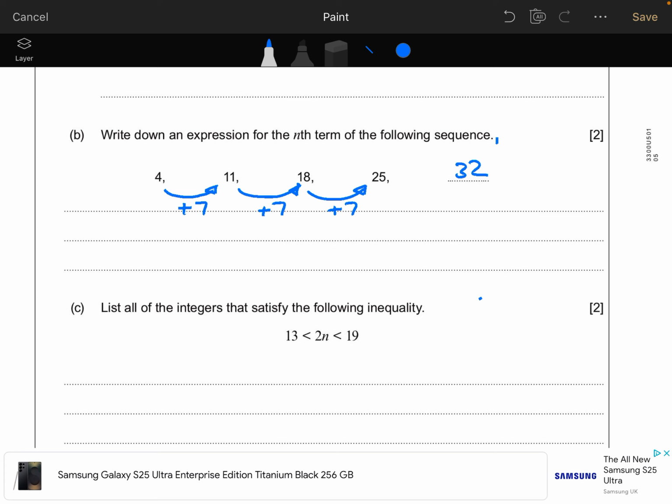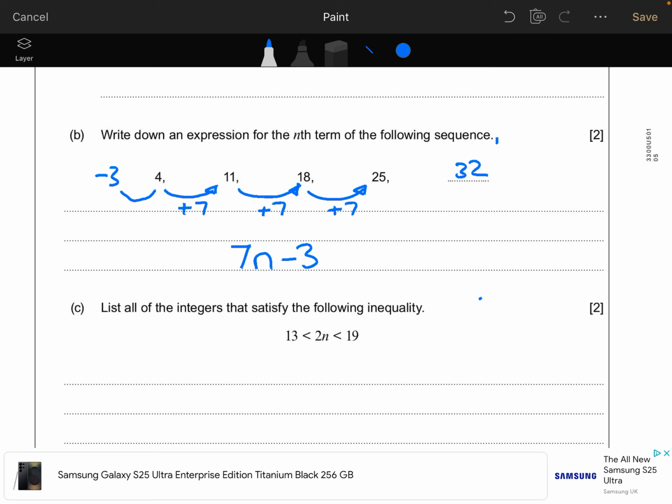Well, the plus 7 means it's like the 7 times table, so it goes up in 7, so 7n is what I'd write down, but this isn't the 7 times table, so I need to adjust it slightly. If I go back 7 from here, I end up at negative 3, and so what I've done is I've adjusted by minus 3.